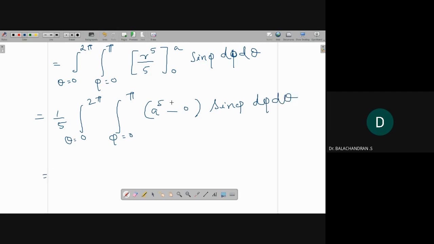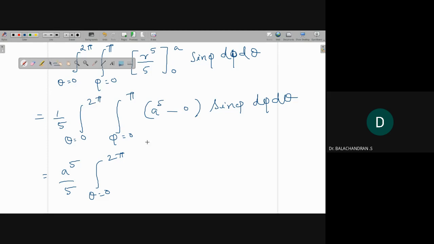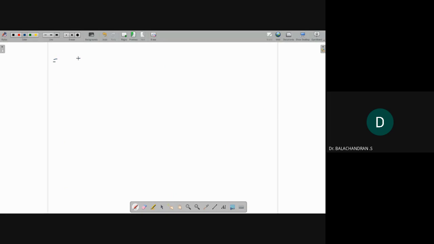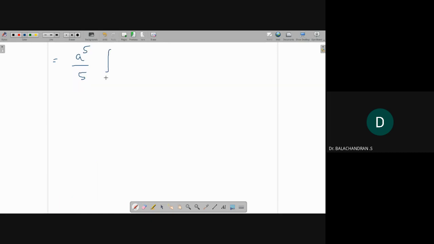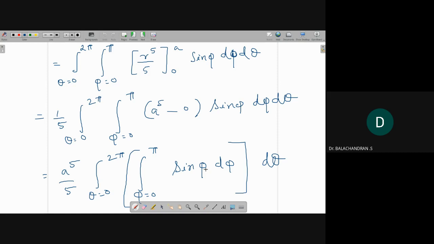So a power 5 is also constant. So a power 5 by 5, remaining is theta varies from 0 to 2 pi, and then phi varies from 0 to pi into sine phi. So here phi is varying, so inside I'll keep only the function of phi and then theta. Now I am going to integrate with respect to phi. If you integrate sine phi, you will get minus cos phi.